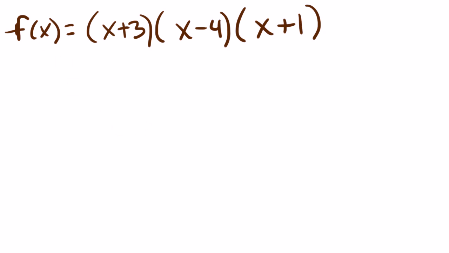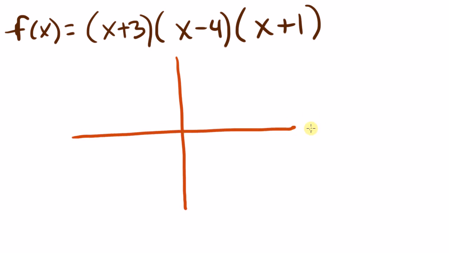Hopefully you went and graphed this, sketched it. If not, remember, it's not a spectator sport. So we have x and y. We have an x-intercept at -3. We have an x-intercept at +4. We have an x-intercept at -1. And we have a y-intercept at 3 times -4, so that's -12 times 1 is -12. So down here at -12.